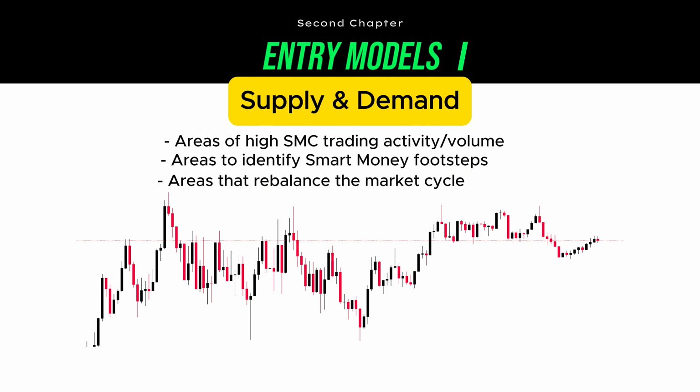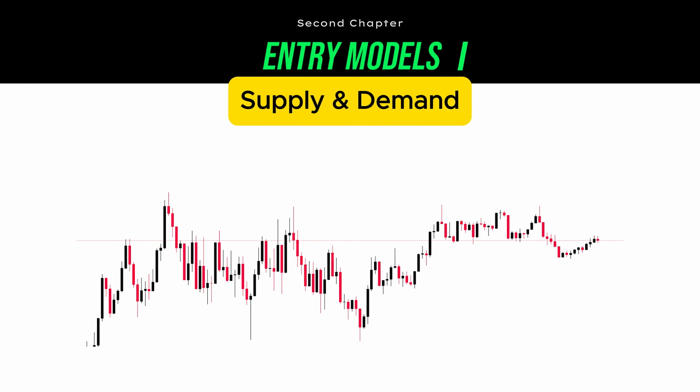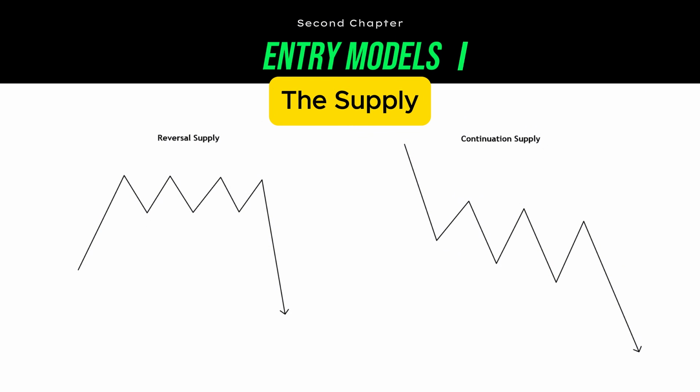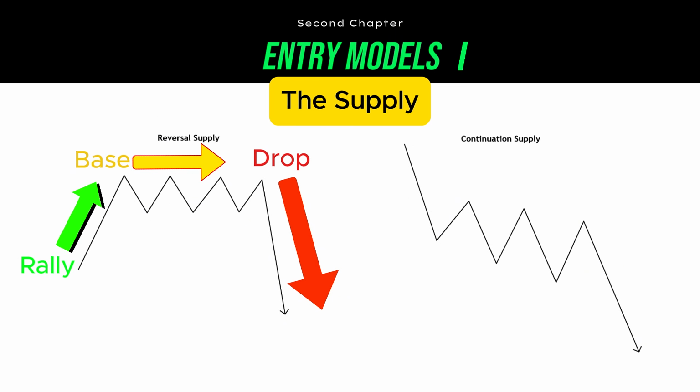And the rebalance is indicated by two zones that we will talk about. These zones are called supply and demand zones. Let's start by explaining what is the supply. The supply zone is met within two types of price action. One type is the reversal supply zone. This zone is characterized by price going up, creating a ranging movement sideways, and going all the way back down. This whole price action is also often named a rally, base, drop.